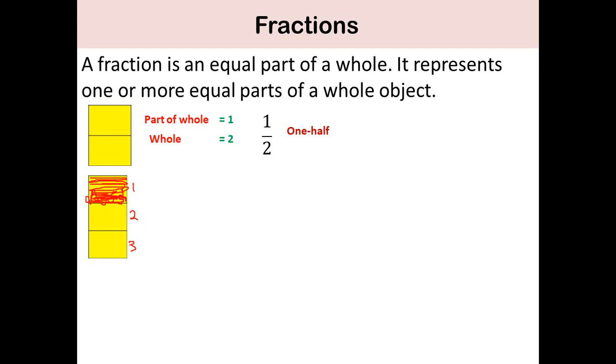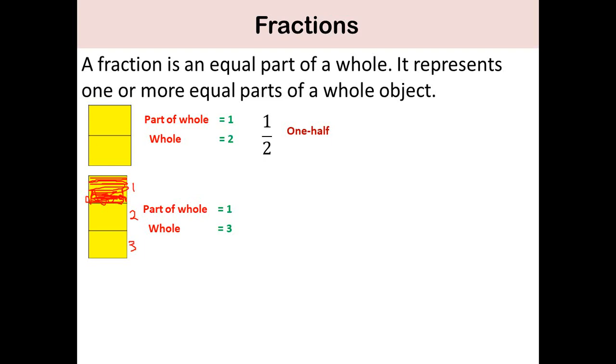Now I told you that you need to find 2 things. One is part of whole, meaning how many parts you have taken from the whole. So here part of whole, how much have I taken? Only one part I have taken, right? So part of whole equals 1. Then what about the whole chocolate? How many parts has it been divided into? The whole has been divided into 3 equal parts. Here you can see 1, 2, 3. So whole equals 3, right?